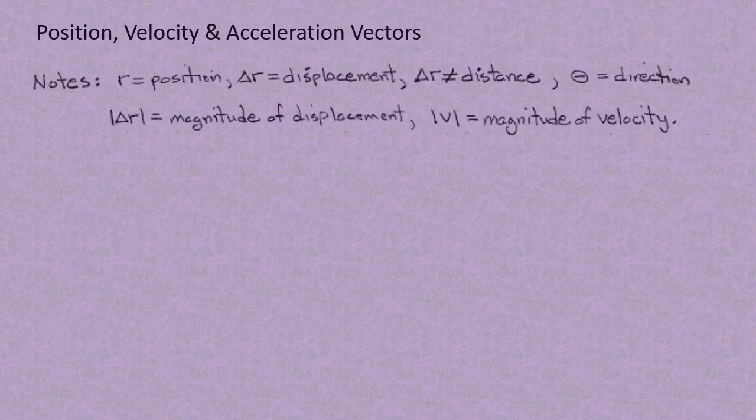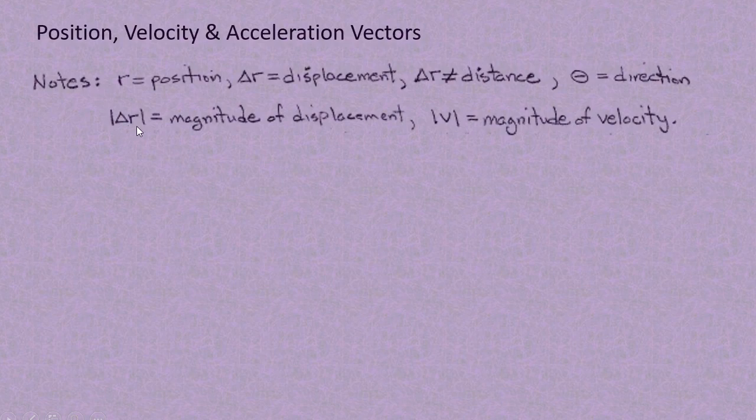Let's talk about some terminology. R is the two-dimensional position. It's made up of x and y. Delta r is the two-dimensional displacement. It's made up of delta x and delta y. Please note that delta r, the two-dimensional displacement, is not equal to the distance or the path length. Theta is the angular direction of the vector.